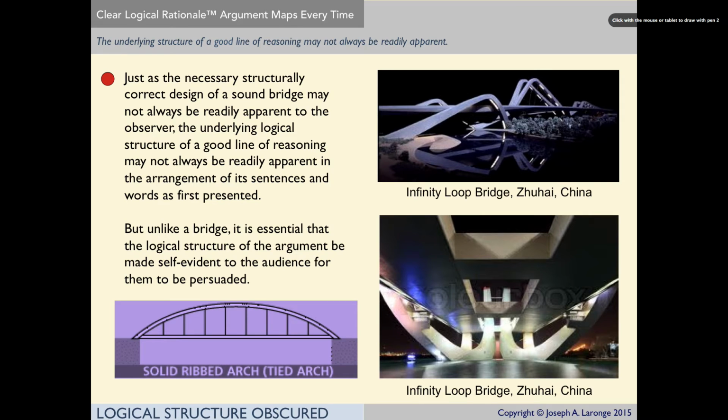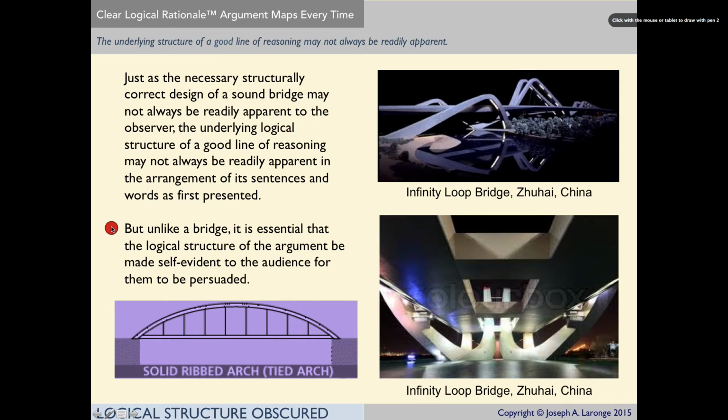So just as the necessary structurally correct design of a sound bridge may not always be readily apparent to the observer, the underlying logical structure of a good line of reasoning may not always be readily apparent in the arrangement of its sentences as words first presented. Here you can look at this beautiful bridge in China, the infinity loop bridge, and on its surface, how it holds together, the kind of bridge, the underlying bones of it, isn't really apparent. But that doesn't really make a difference, because it was built based on a clearly defined, accepted pattern.